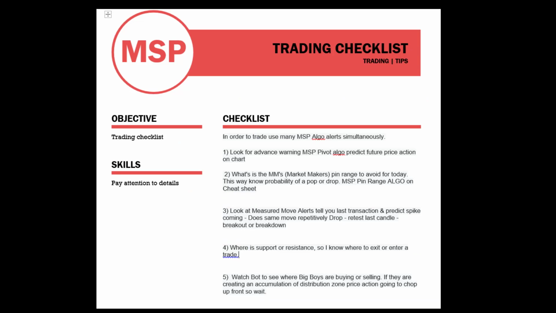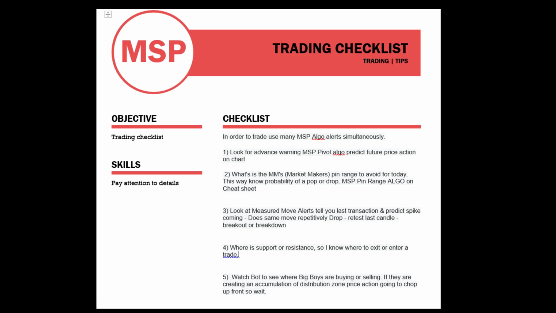So let's go back to our MSP trading checklist. Look for advanced warning, the MSP pivot algo. What's the market maker's pin range for today? So we know if it's most likely going to pop or drop. Look at the measure move alerts to tell you the last transactions. It's going to tell you that the spike's coming soon. And as we could see, that thing ran to the moon in the future, right?